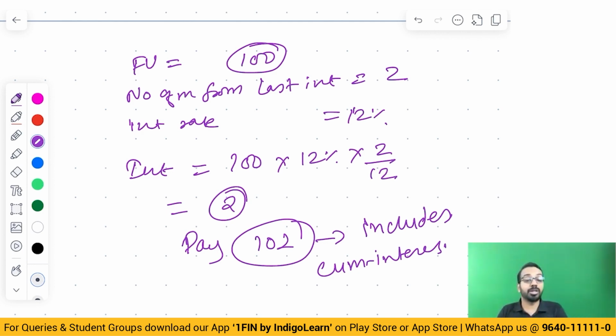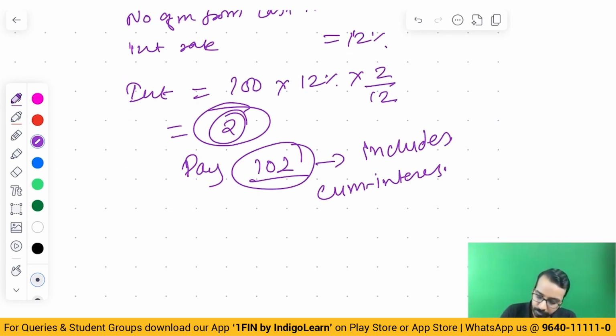Now, even if the question does not say whether we have paid interest or not, we have to calculate that interest component and account for it appropriately. So any interest for the pre-acquisition period will not be taken to the cost of acquisition. It will be considered as a part of your P&L item.